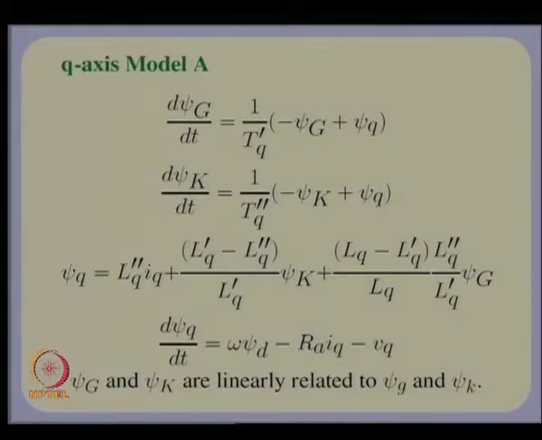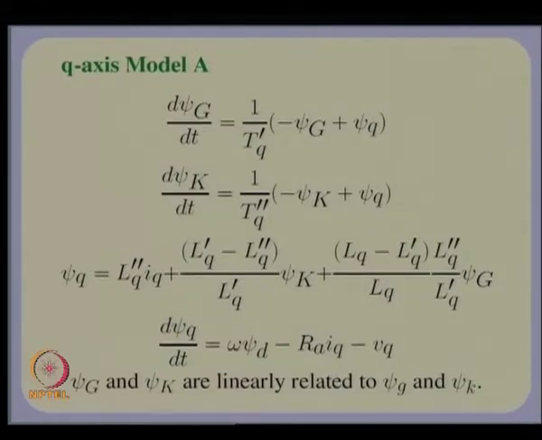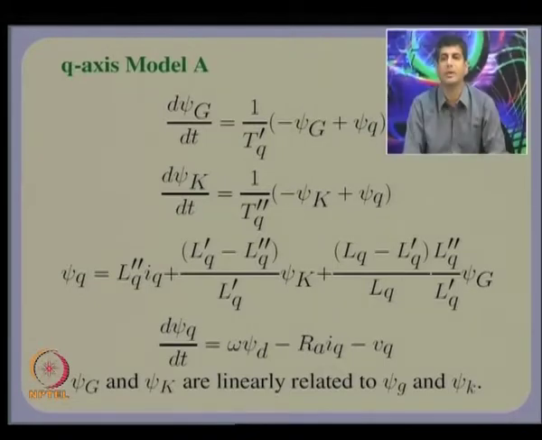Now, one of the points which you should remember here is that psi q is of course the state we know. Psi g and psi k, I have used uppercase subscripts to denote that these are not the original psi lowercase g and psi lowercase k. Psi uppercase g and psi uppercase k are states which are linearly related to psi g and psi k, but that interrelationship is something which we do not know. All we know is that this is one model which will also give you the same transfer function as before.